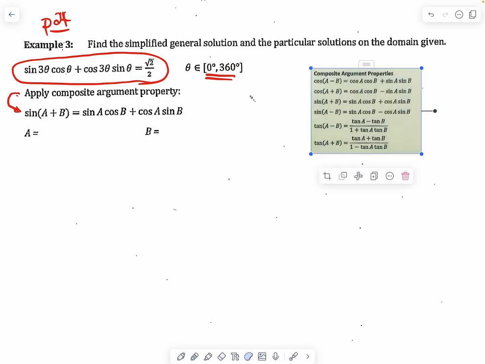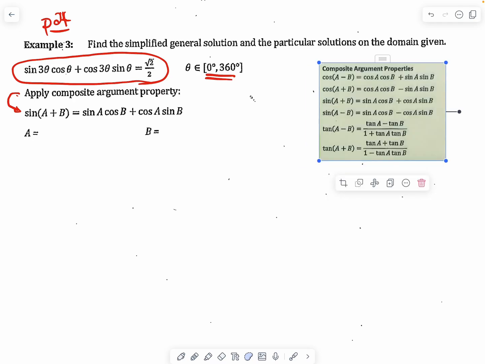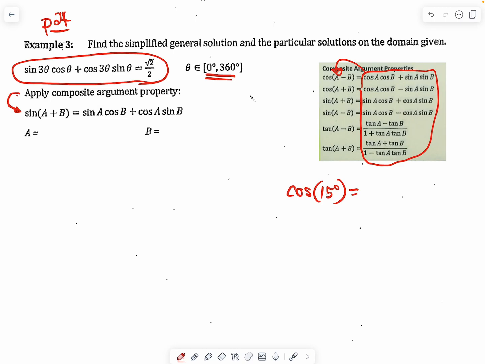We have different composite argument properties. Most of the time, if you have something that resembles the things on the right, you can simplify them into something on the left. Or say you want to find the cosine of 15 degrees. We don't have anything on the unit circle that is helpful there, except we have the cosine of 45 minus 30, and then you can apply a composite argument like this cosine one. So it's good to recognize the theme of that.